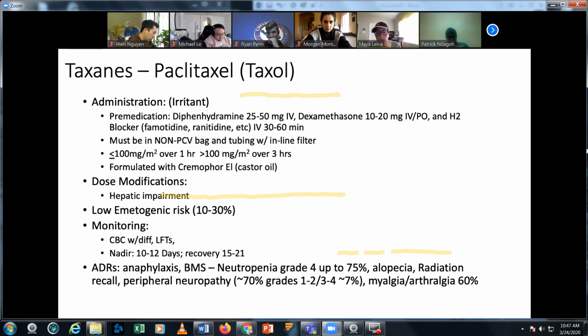And then I'll also have patients complain of myalgias and arthralgias. So their muscles and joints will hurt, usually for about 24 to 48 hours after they have their dose.